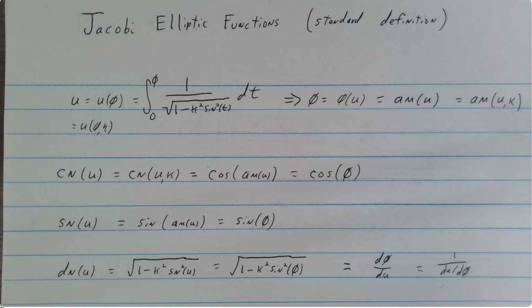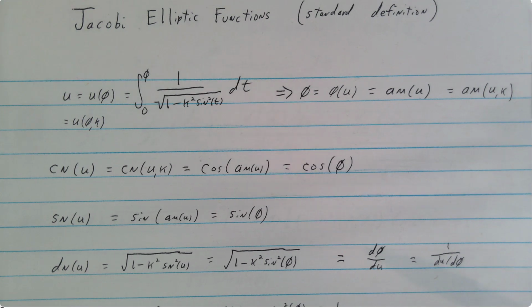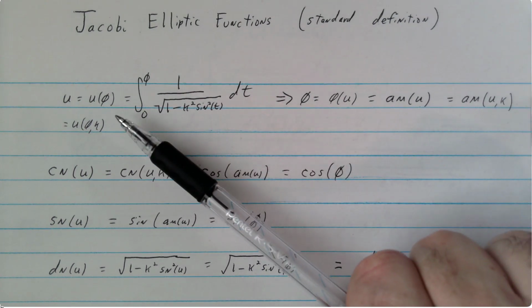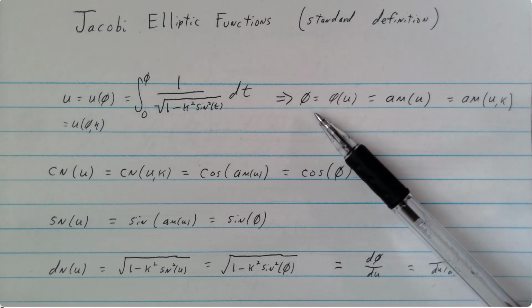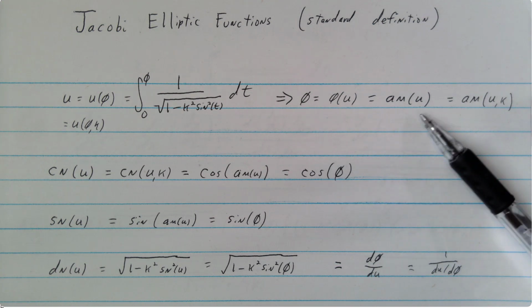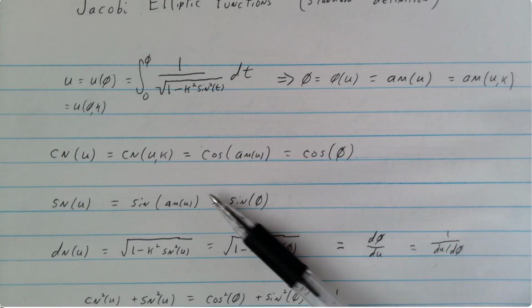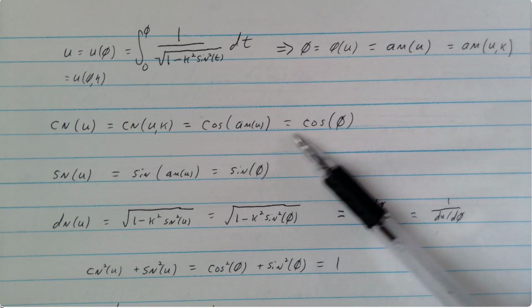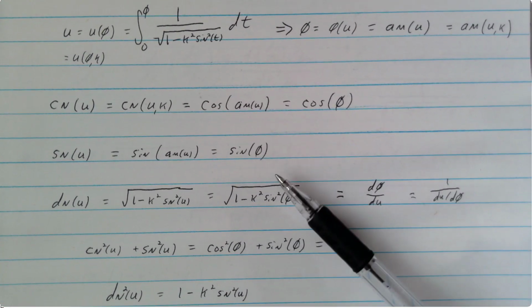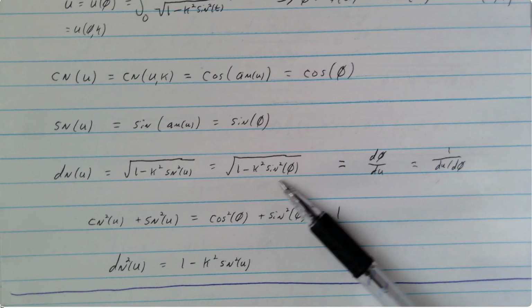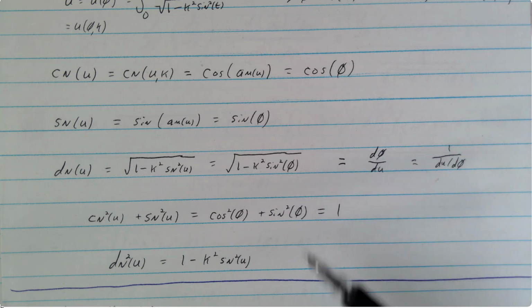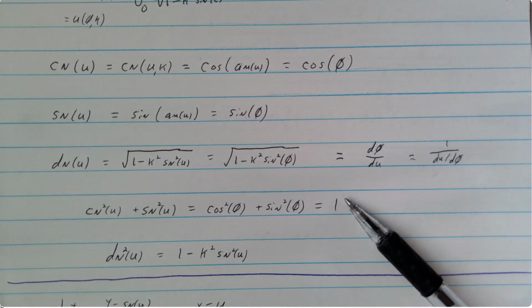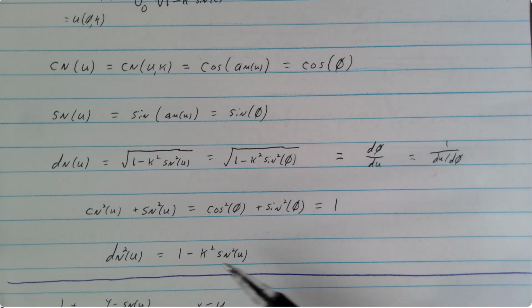All right, so that was a look at the graphs. Back to some of the things I mentioned. If I re-look at the definition, since u depends on phi and it's 1 to 1, we can think of it as also phi depends on u, the amplitude of u. And then cn u is cosine phi, cosine of the amplitude u. sn u is sine of phi, dn u. d phi du, which is 1 over du d phi, will give me this by the fundamental theorem of calculus. And now some properties. Yeah, I haven't done the properties yet.